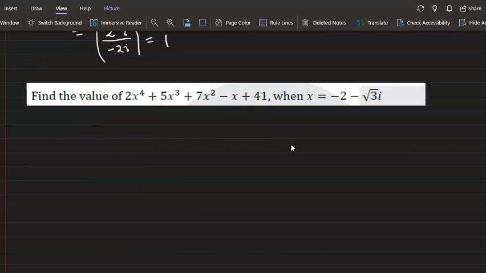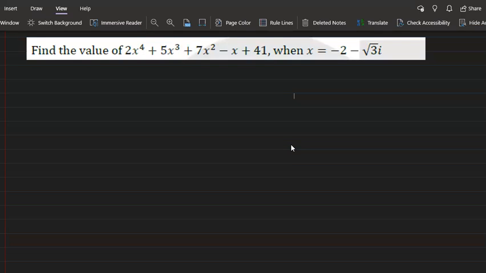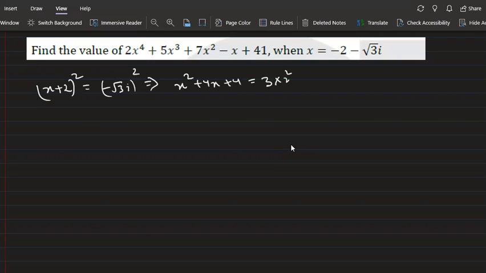So let's try to solve this. The first step was to find the polynomial which will divide this. The polynomial was (x + 2)² = (-√3 i)², which is equal to x² + 4x + 4 = 3i², which will give me x² + 4x + 7 = 0. Yes or no? Tell me.